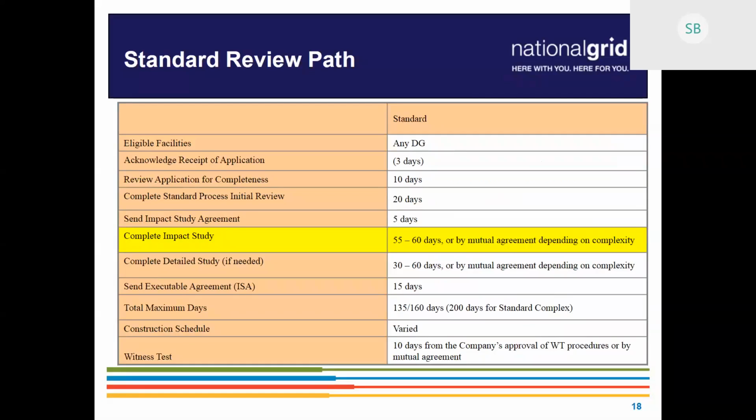Generally the total maximum number of days that it takes for the ISA to be created is 135 to 160 days. And then for a complex project that requires substation modifications, we'll have 200 days for that. The construction schedule is varied. It really depends on the size of the project, the location of the project. We'll talk a little bit more about that later as well. And then we have a witness test, which I mentioned earlier, but that's done after the construction is complete.